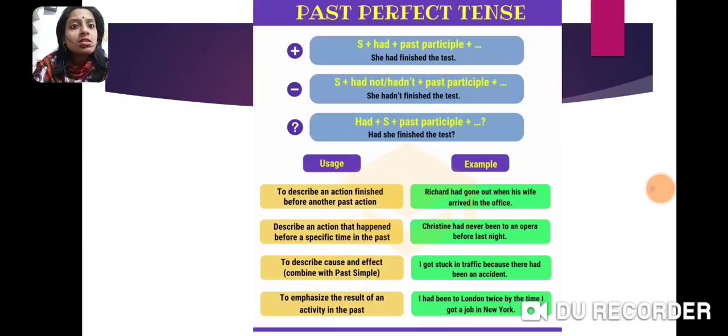Then look at the usage. It is used to describe an action finished before another past action. Example is, Richard had gone out when his wife arrived in the office. Other usages: describe an action that happened before a specific time in the past. Example is, Christine had never been to an opera before last night. Next one, to describe cause and effect combined with simple past.